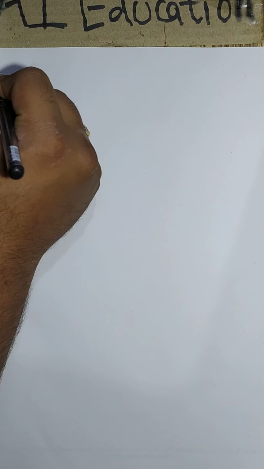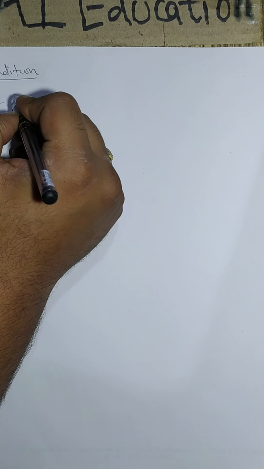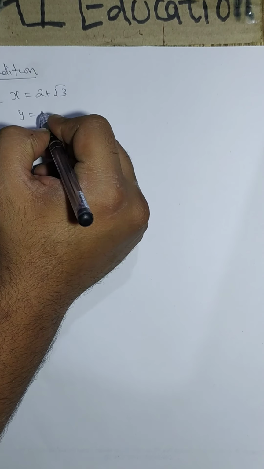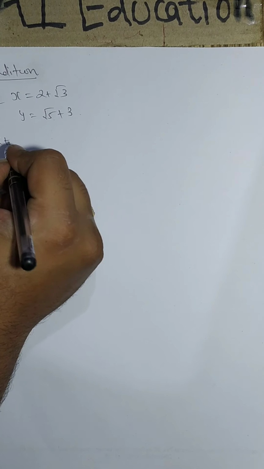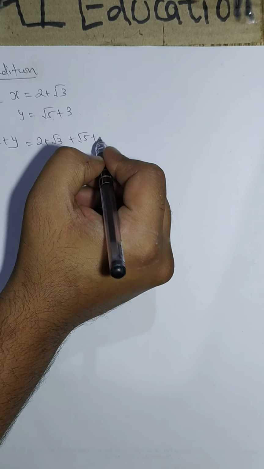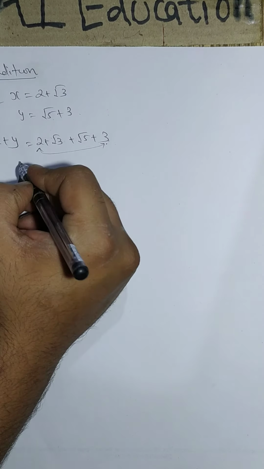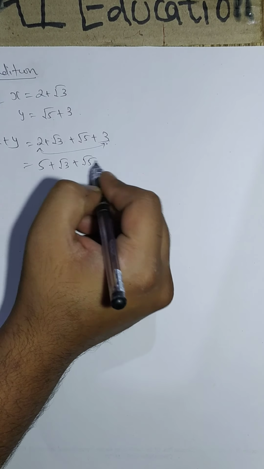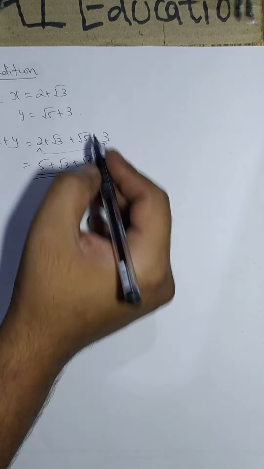Now let us see the addition of real numbers. We'll take an example. Let us say we have a number x which can be represented as 2 plus root 3 and another number y that is root 5 plus 3. To find the addition of these two numbers, the real parts can be added. These are natural numbers, they can be added up. These integers can be added up. Root 3 and root 5 are not like terms, hence they do not get added up. So this is the answer for the addition of these two numbers.